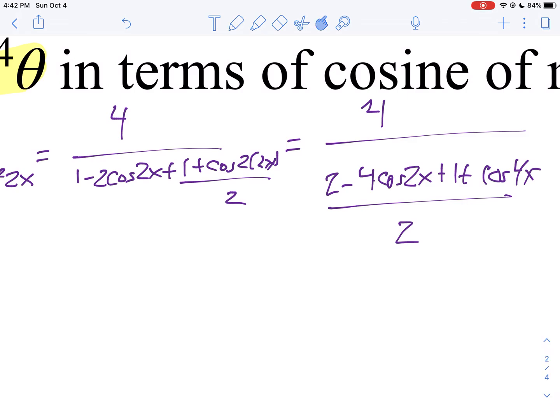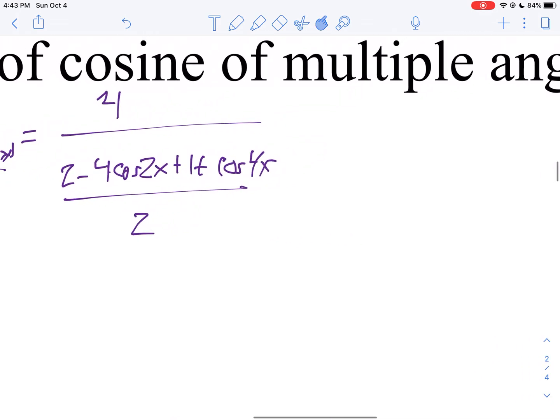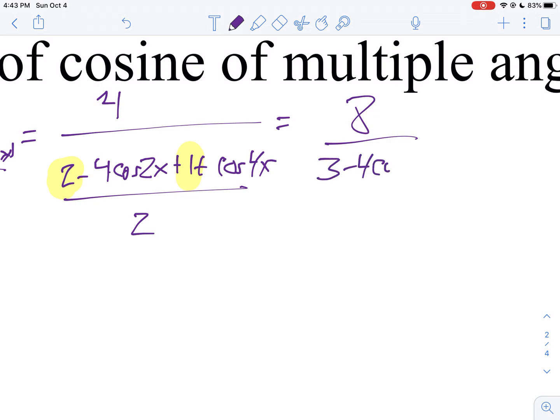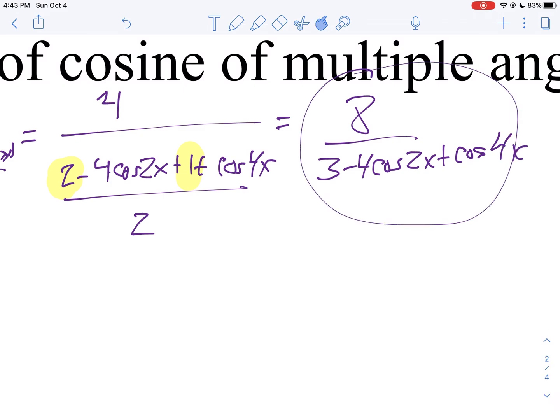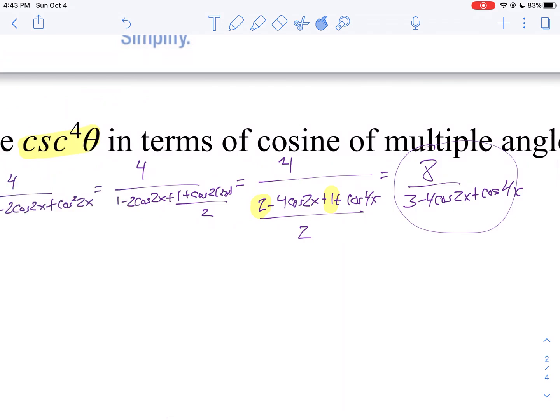Now let's simplify that by putting the 2 in this denominator back up here. So it'll be 8 over 2 plus 1. We have some common terms here. 2 plus 1 is 3. So we're going to get 3 minus 4 cosine 2x plus cosine 4x. And there is your answer. Everything's in terms of cosine, and you have no power greater than 1.